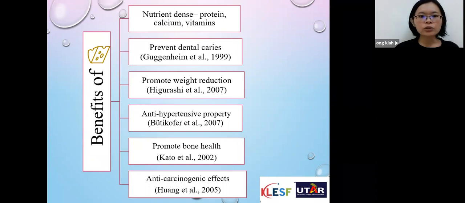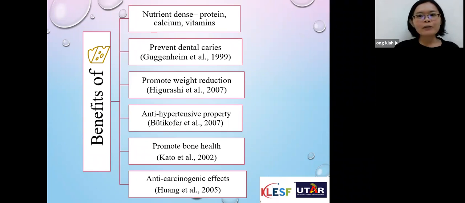Okay, research also found that cheese has anti-hypertensive properties. This is because some of the amino acids, the protein found inside the cheese, can help to reduce blood pressure. Research also showed that eating cheese can promote bone health, and cheese also has anti-carcinogenic effects. Okay, so it has a few types of benefits when you are eating cheese.